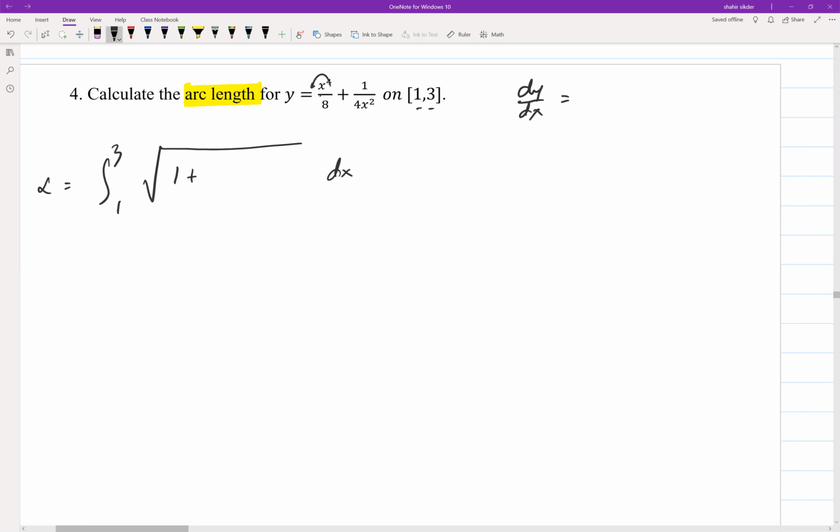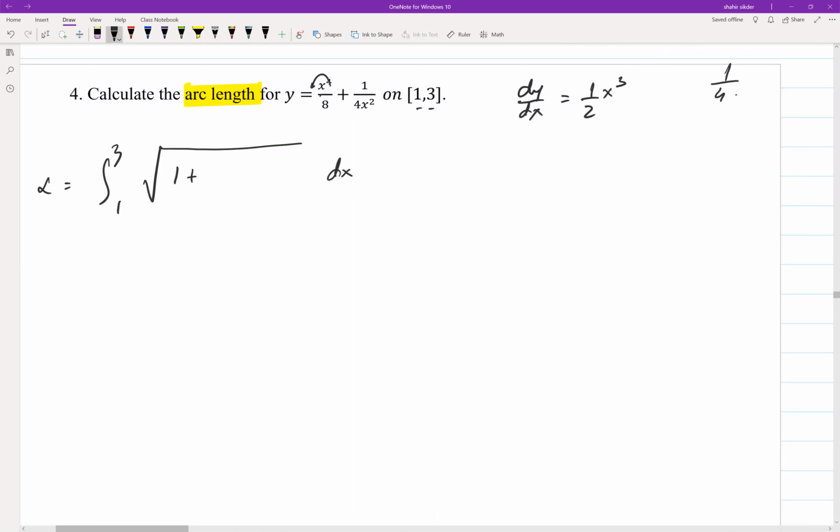So the 4 comes out in front. So 4x to the cubed over 8, which becomes 1/2 x cubed. Okay, so let's go ahead and write it out. 1/2 x cubed. How would we take the derivative of 1/4 x squared on the bottom?